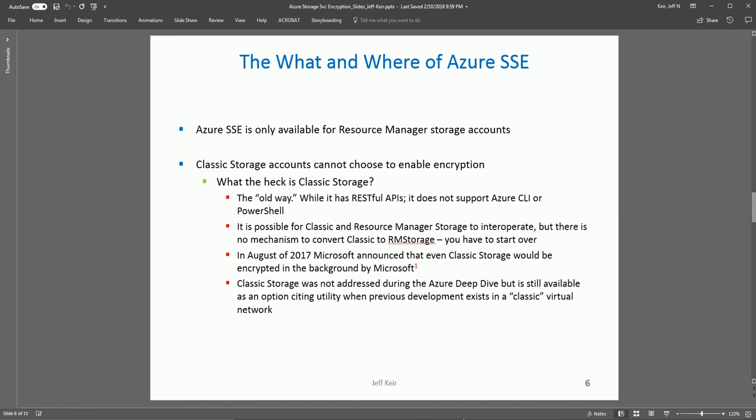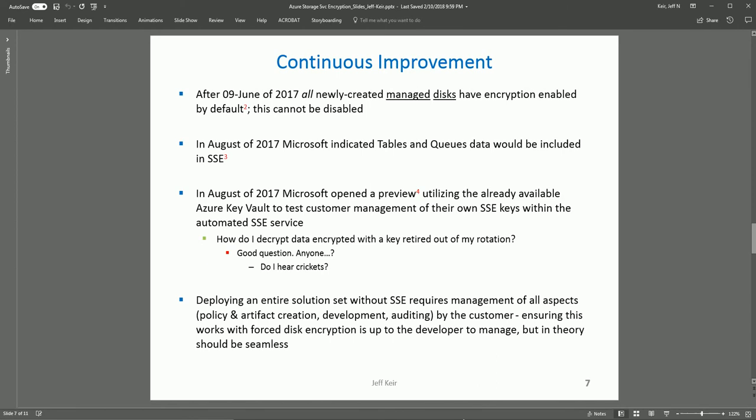Back in that same bulletin in 2017, I have a link for it in this presentation towards the end, Microsoft insinuated that Classic would also be encrypted by SSE, but I haven't seen any way to prove that, as I don't have a way to instantiate any Classic storage. We didn't use Classic in Deep Dive, but it's still out there. Like I said, it's still on those blades. You can look at it. I tried standing up new through the CLI. I tried using templates, and nothing I did worked, so I skipped Classic storage.